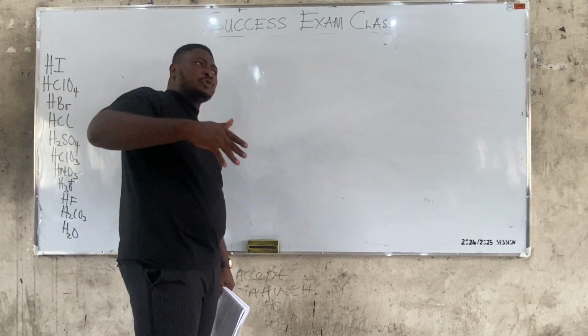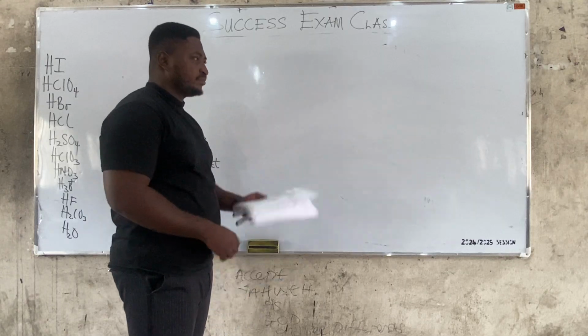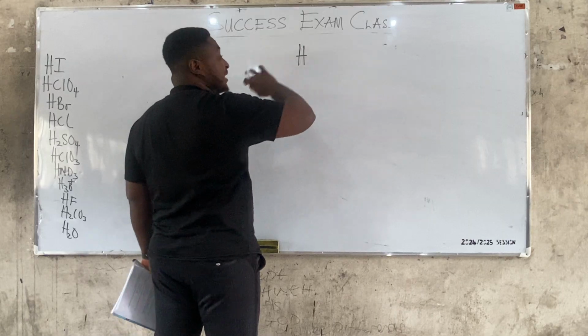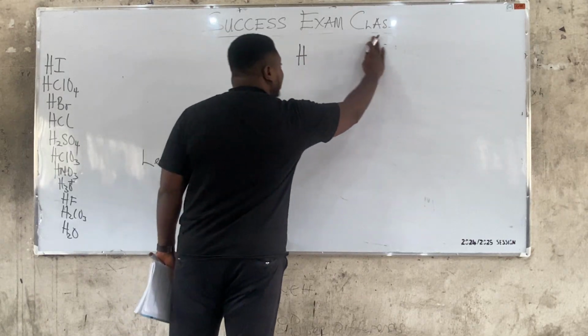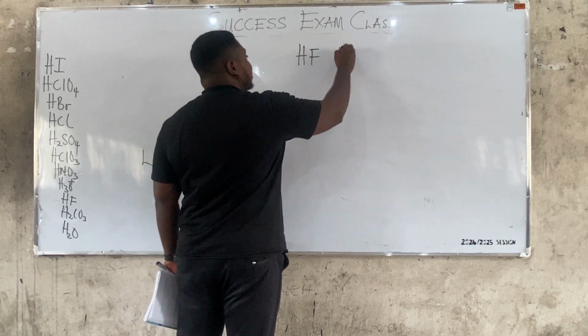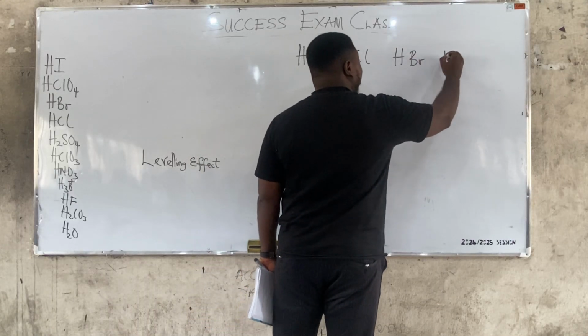How do you know who is stronger than who? Let me show you the criteria. Let us start with binary acids that contain just halogens. We know that the constant in all acids is hydrogen, but for halogen-containing binary acids, we have hydrogen fluoride, hydrogen chloride, hydrogen bromide, and hydrogen iodide.